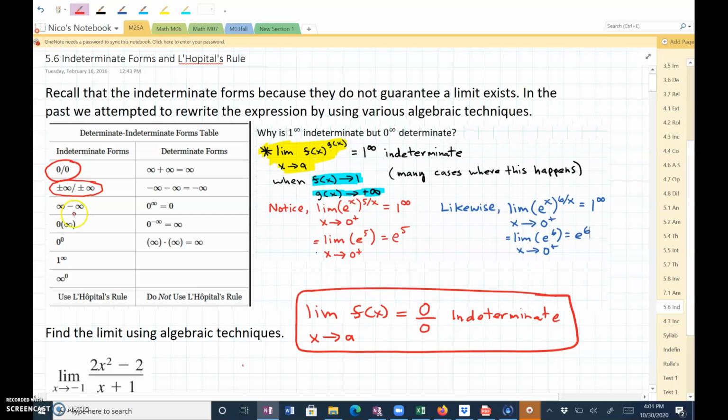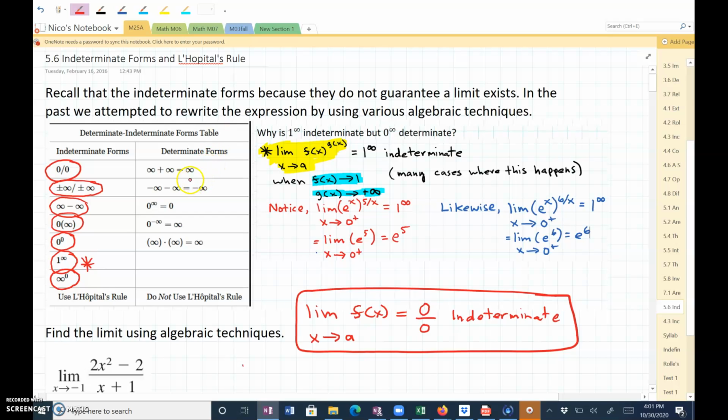If you get infinity minus infinity, that would be indeterminate. We could not determine what that actually is. If you get 0 times infinity, indeterminate. 0 to the 0 power, indeterminate. 1 to infinity, which we'll go over because that seems like that should equal 1. Infinity to the 0 power.